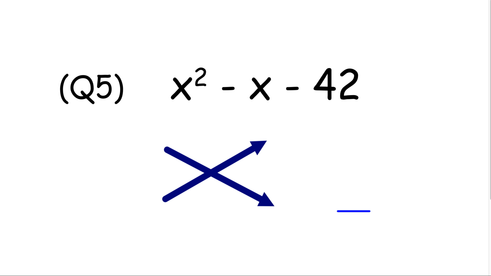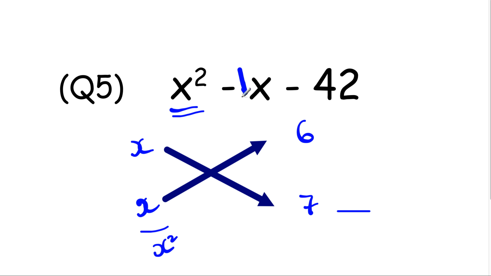All right, next question. Pause the video, have a go. Okay, so what we're going to try now is x, and x gives me the x squared, that's right. Now we want to get the 42. We're going to use 6 and 7. Okay, now I need to make sure that they sum together to give me -1x. Okay, the negative has to be on the 7 and the positive has to be on the 6.